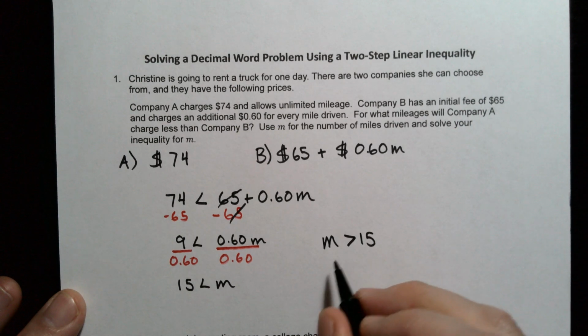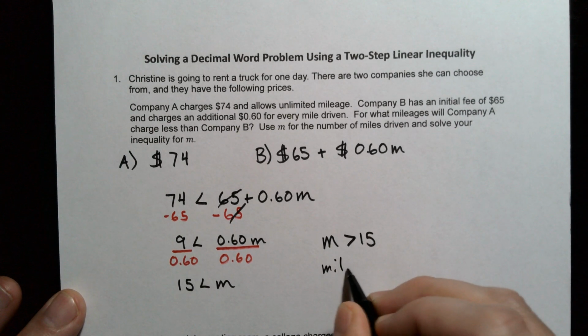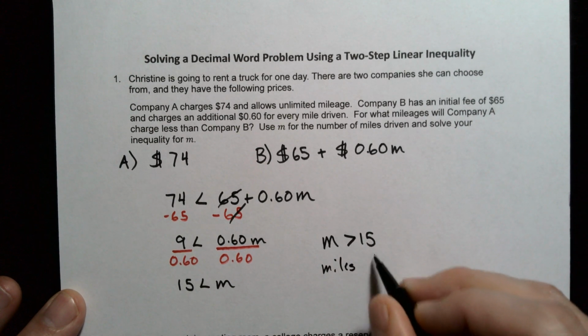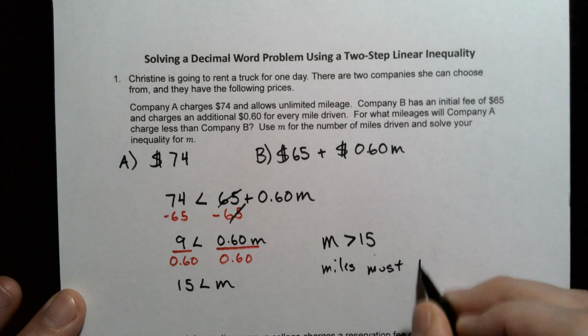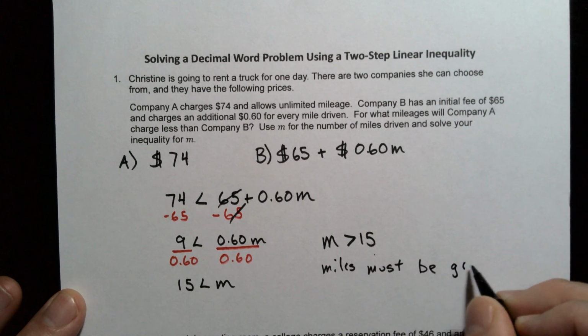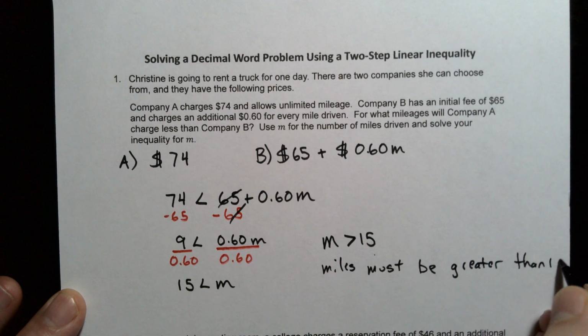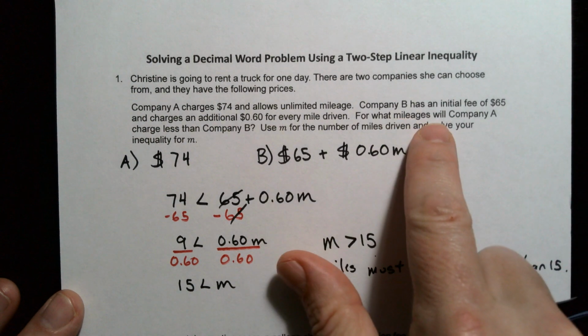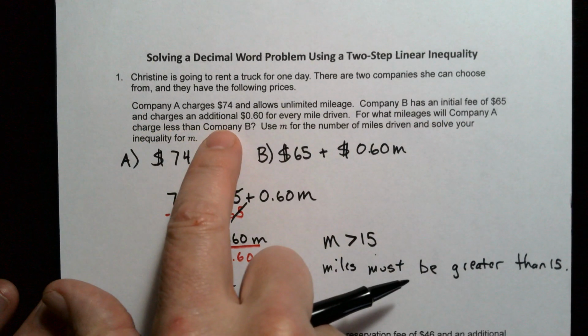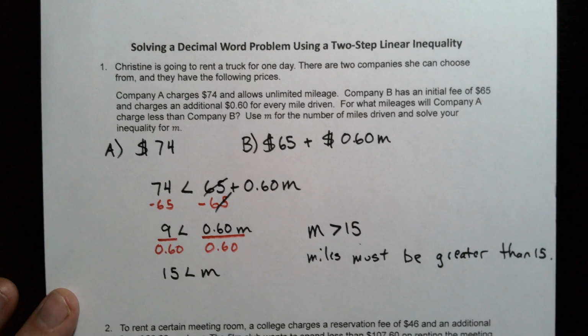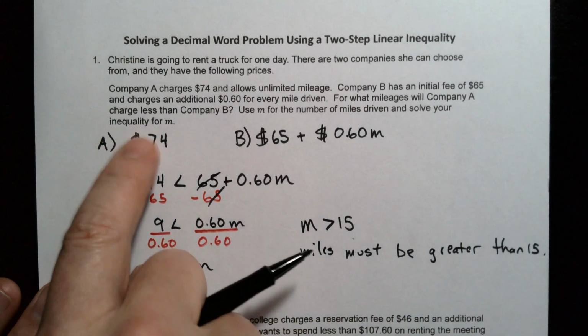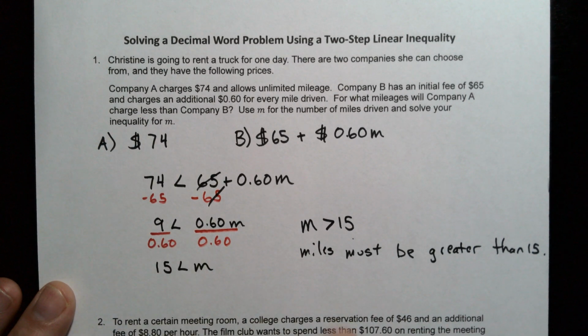This is saying that your miles must be greater than 15 in order for the question to be true. So the question was, for what mileages will company A charge less than company B? Okay, company A will be better off. You'll be better off taking company A if your mileage is more than 15. Otherwise, you're better off taking company B.